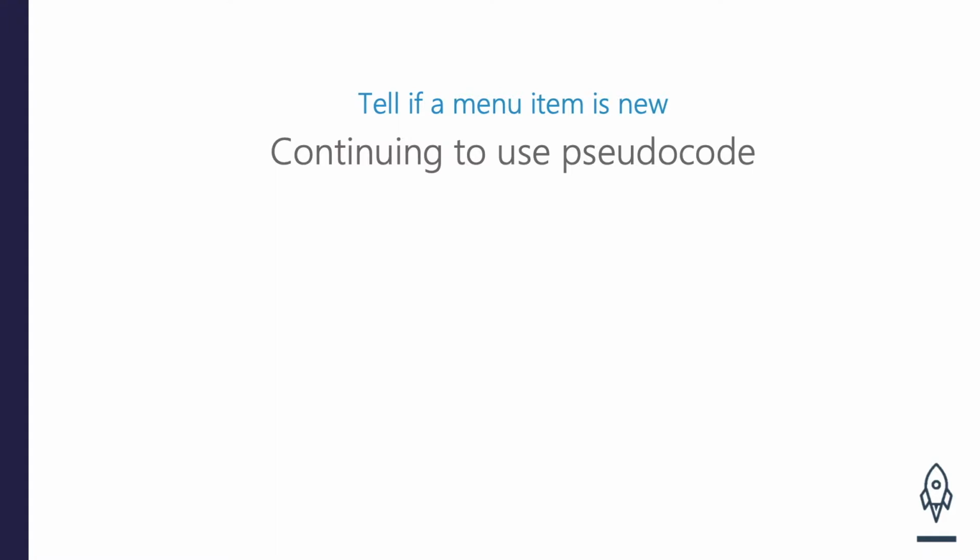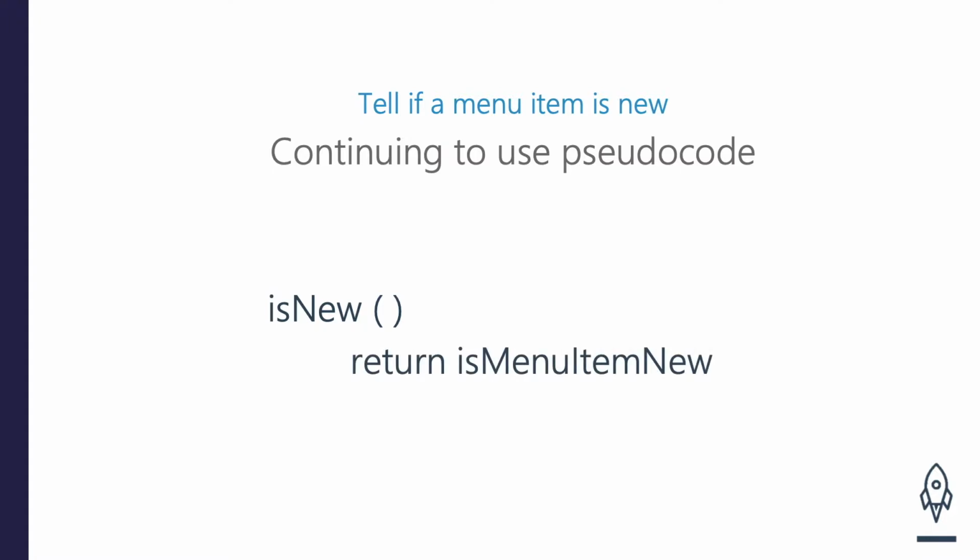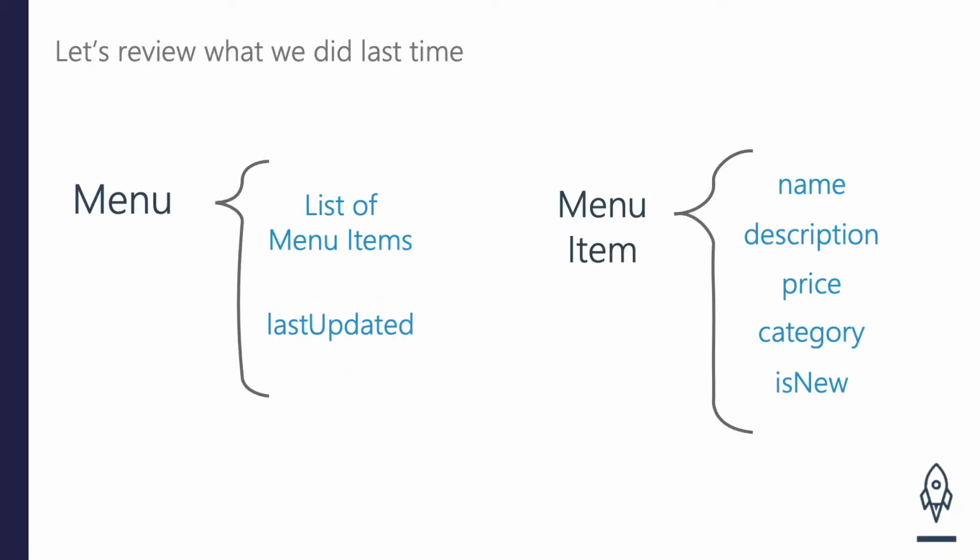And the first thing we do is name our method, which I'm going to call isNew. And what it's going to do is return, is the menu item new? Now you might be asking yourself, how are we going to get this isNew property? Well, if we refer back to what we created last studio, we see that in our menu item, we have this isNew property. That's what we're referring to in this pseudocode. We're going to be returning this isNew property in this method that we're going to be creating.